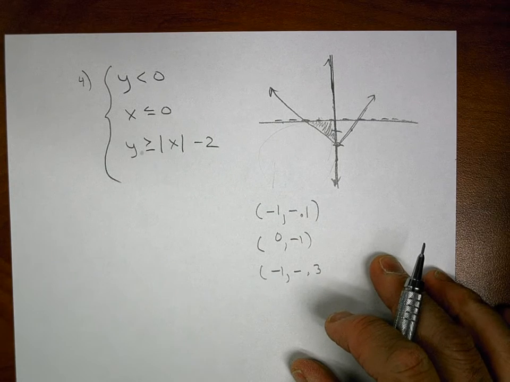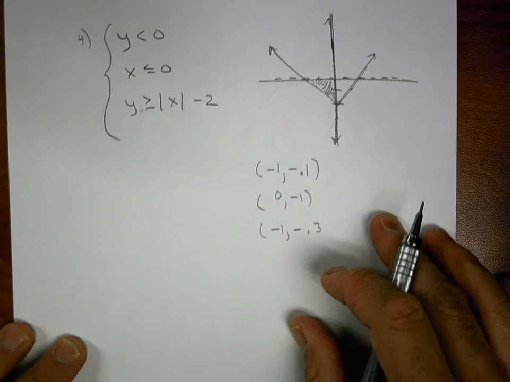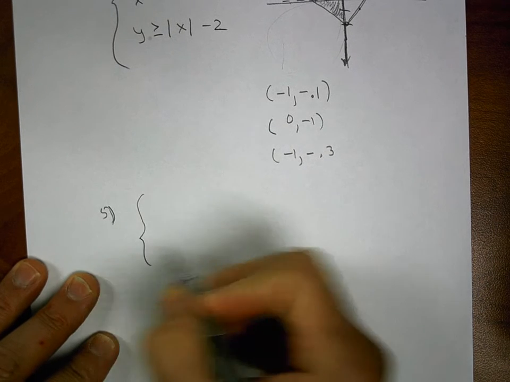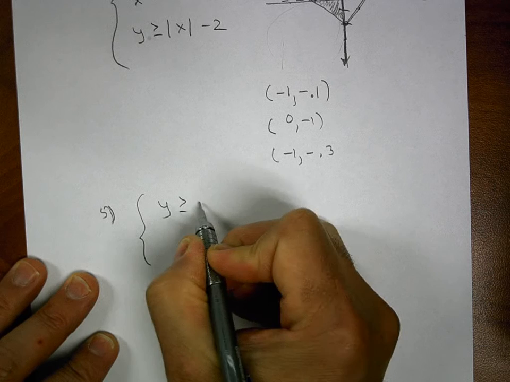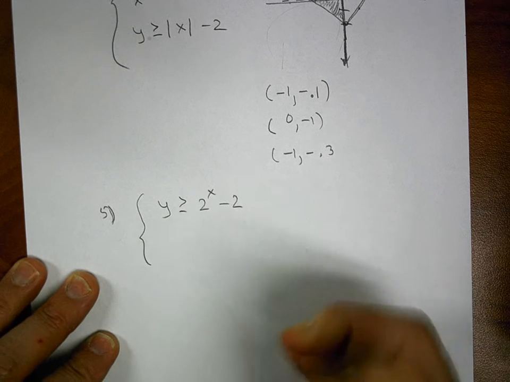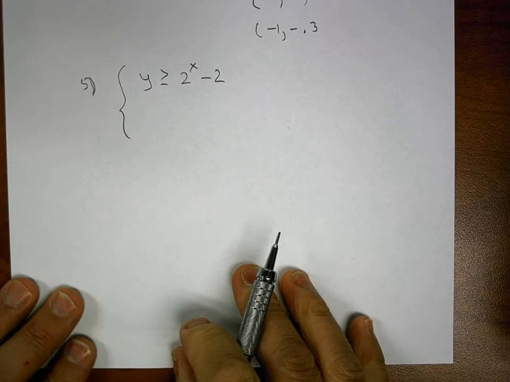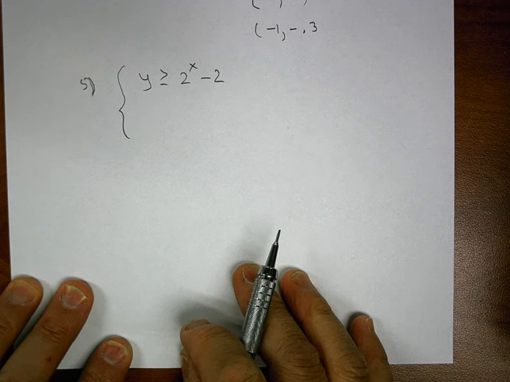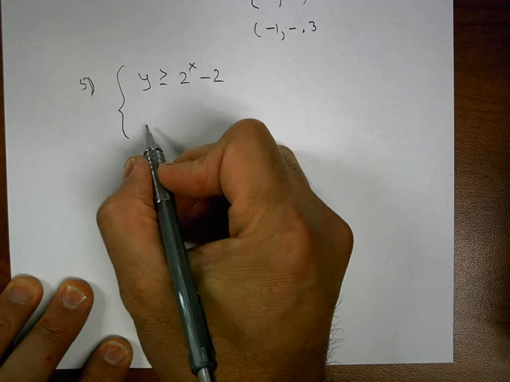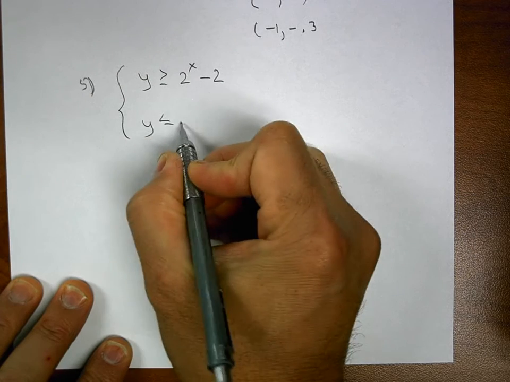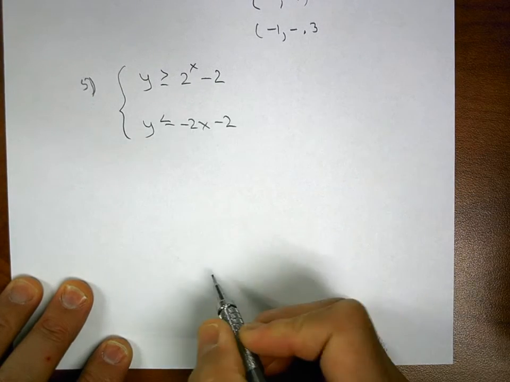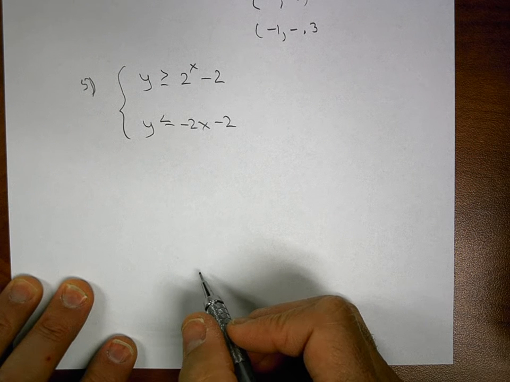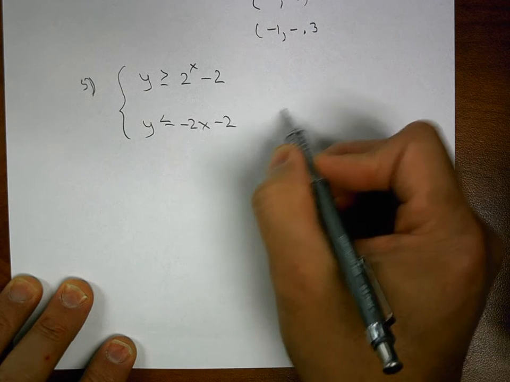All right, good. All right, last one here, number 5. Then actually we are going to look at a couple in the homework. Okay. Y is greater than 2 to the x minus 2. What type of function is that? Exponential. And y is less than or equal to negative 2x minus 2. Linear. So we've got an exponential curve and a line. All right, so let's graph this thing.